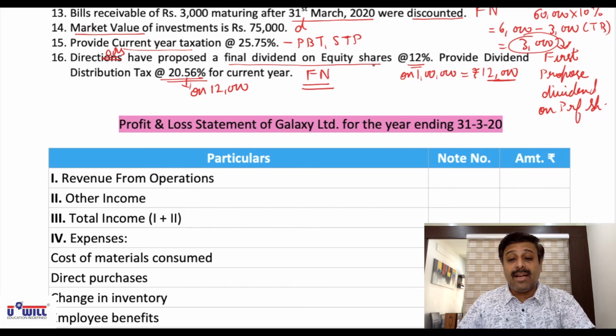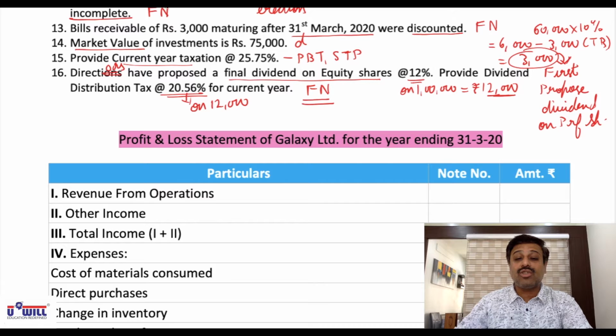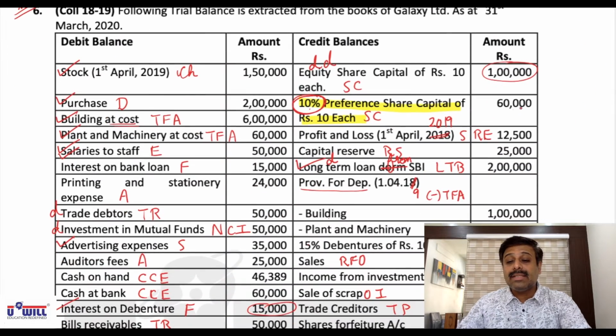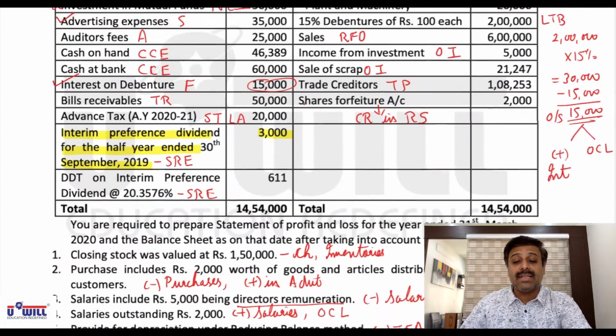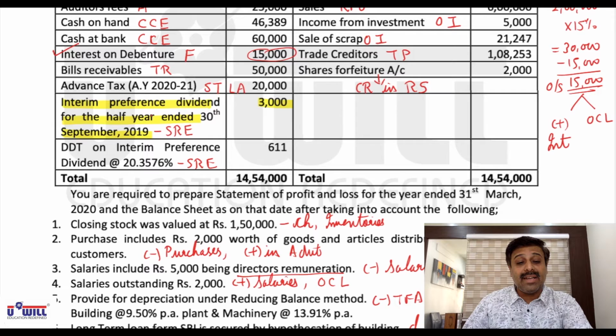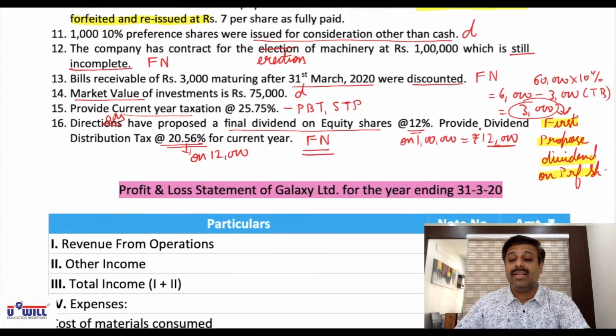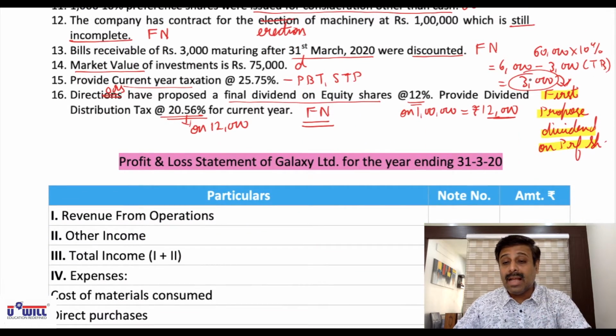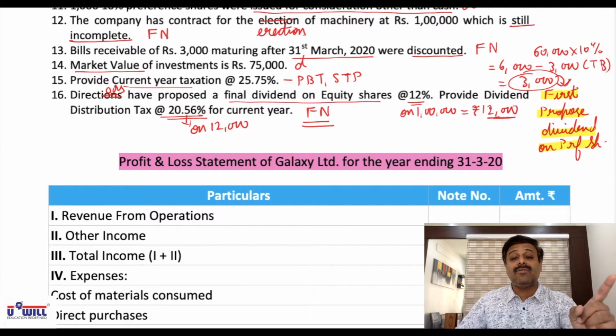Directors have proposed dividend on equity shares. Since preference shares are also in the question, first you will have to propose dividend on preference shares. How will you propose it? On 60,000, 10% dividend is 6,000, but in half of the year, as interim dividend, we have already paid them 3,000. Interim means half year's dividend. Out of 6,000, half year's dividend 3,000 is already paid, as given in the trial balance. So for the remaining 3,000, directors will first propose the dividend on preference shares.